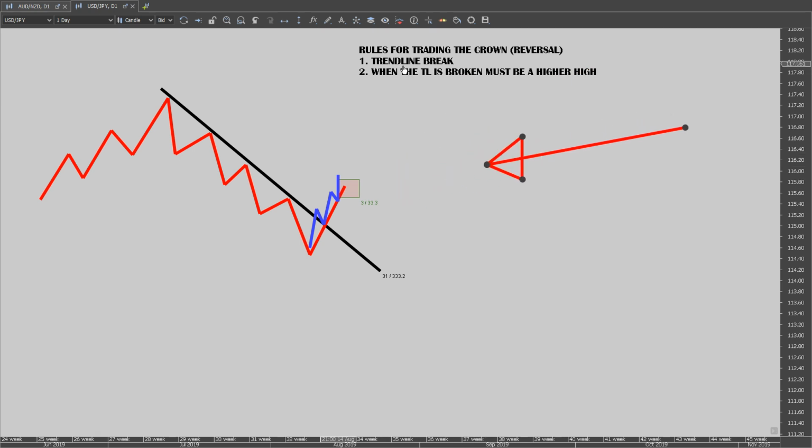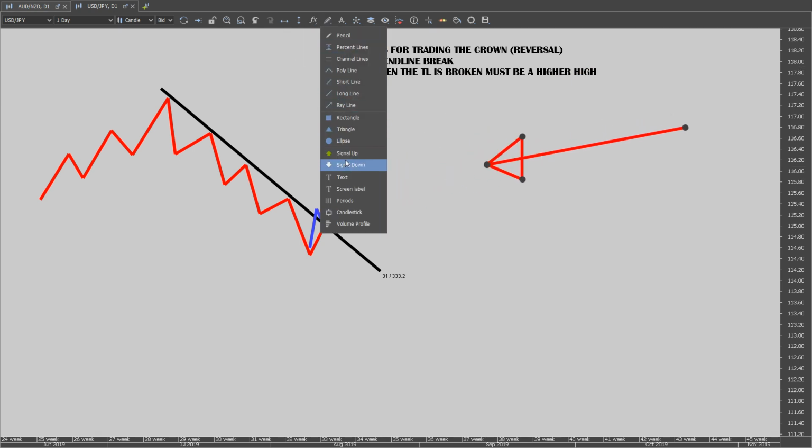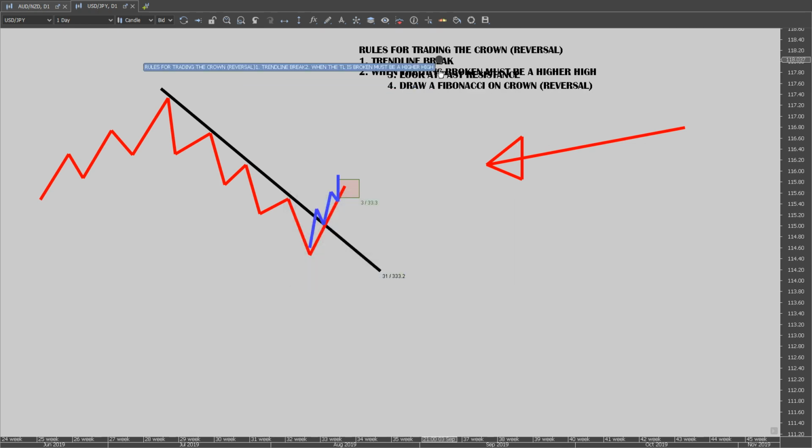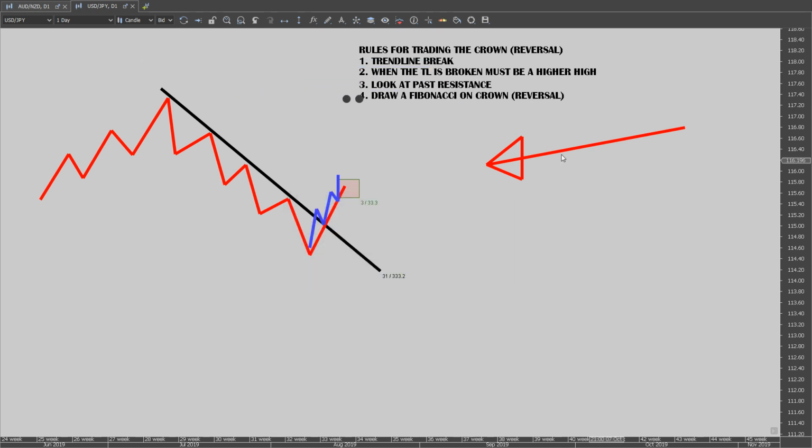Okay, number three is tricky. Number three, look at past resistance. Okay, number four, draw a Fibonacci on the crown reversal. I'm going to explain to you, just be patient. Okay, look at past resistance.